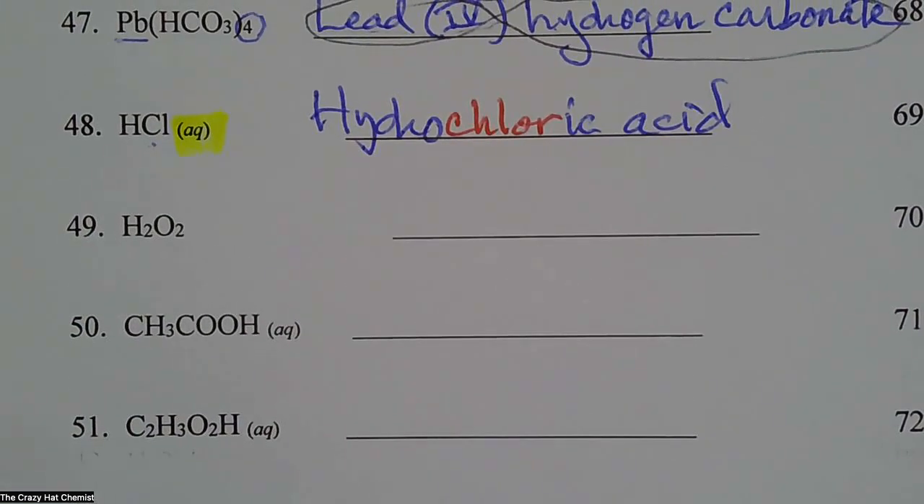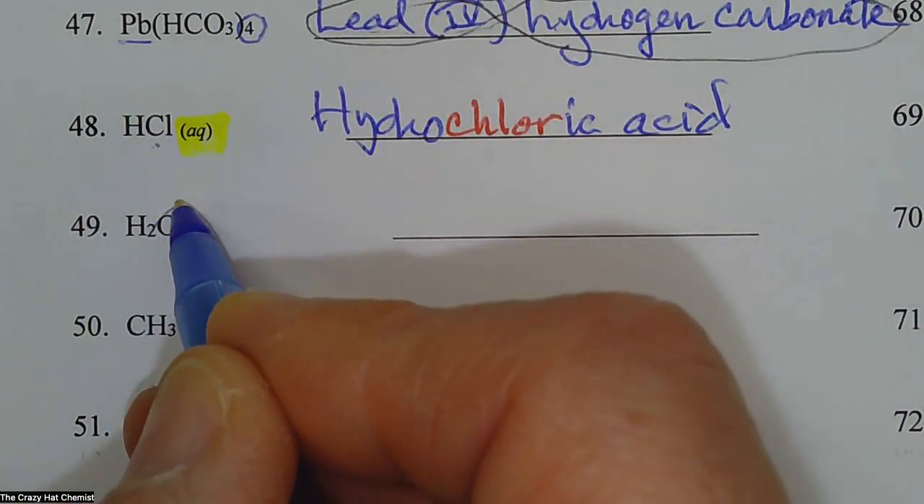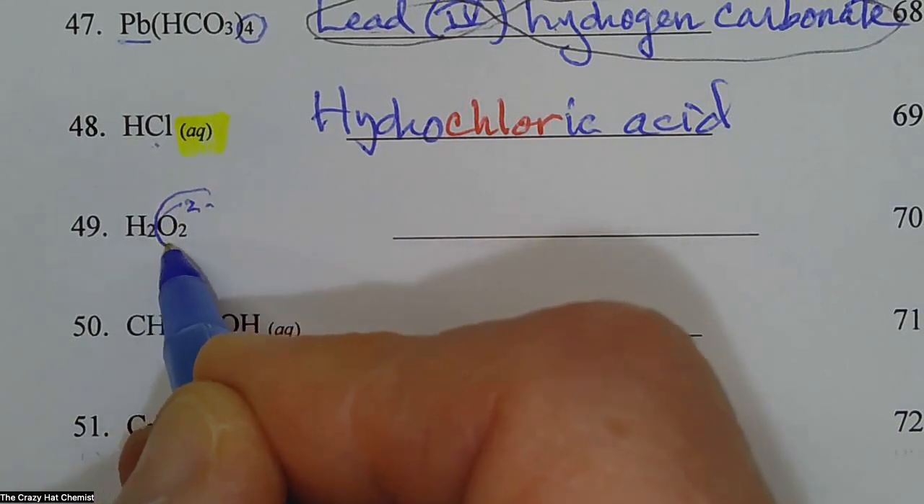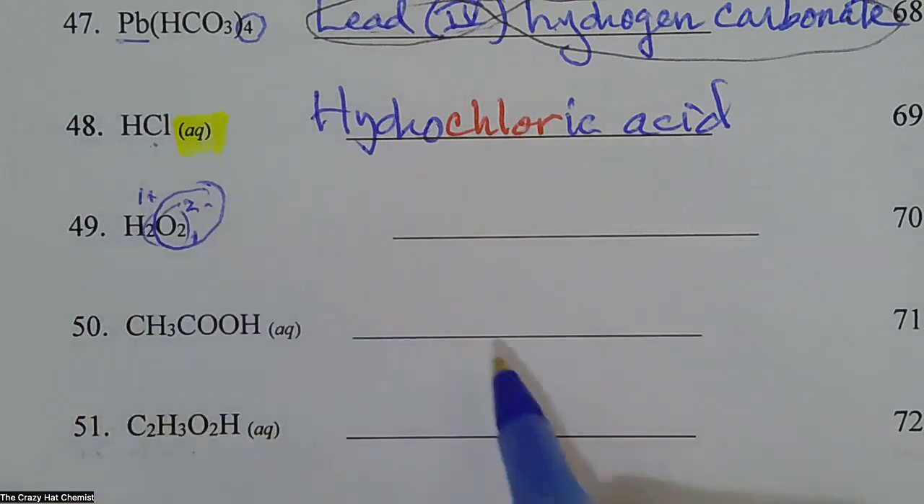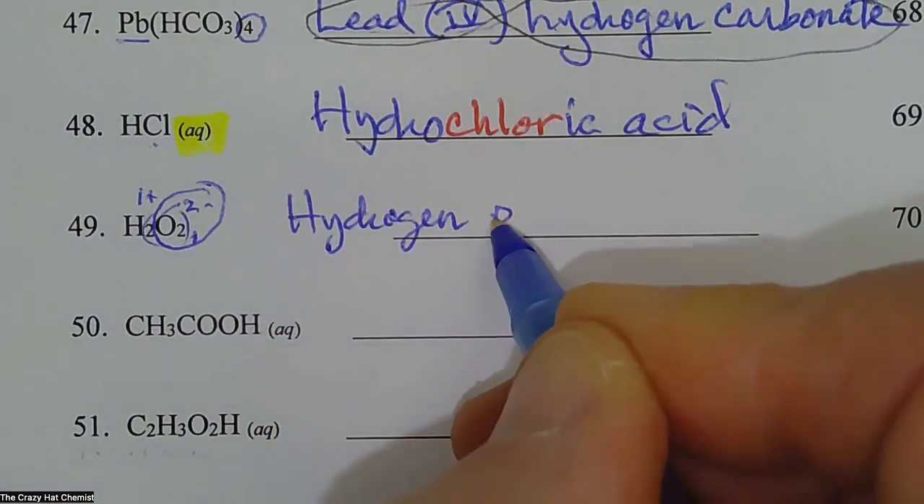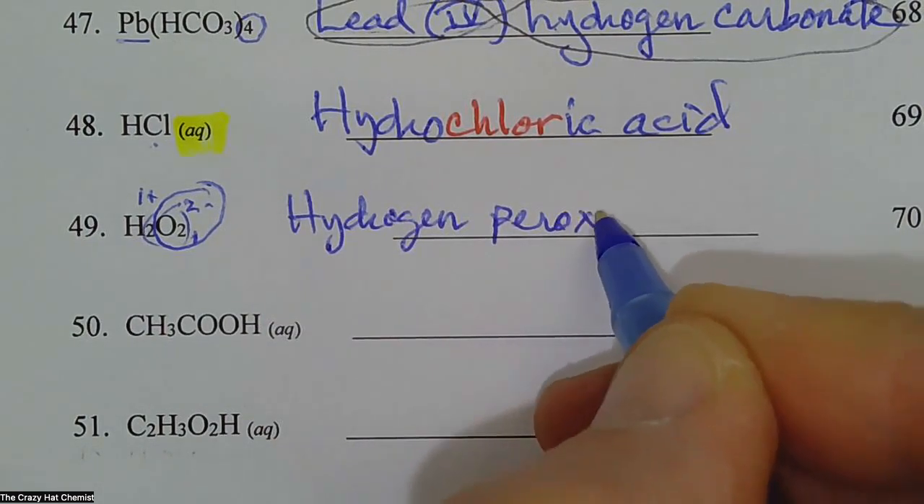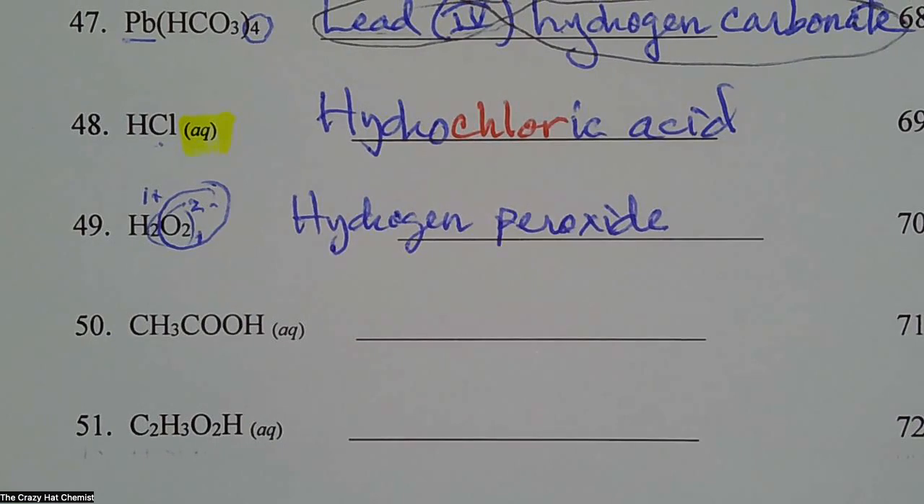Perfect. This next one is going to be hydrogen peroxide. So really what you do is you pull up this 2, that is the peroxide ion, and then there's a 1, a parentheses and a 1, and that's hydrogen. So it's hydrogen peroxide. Okay, that peroxide is a polyatomic ion.